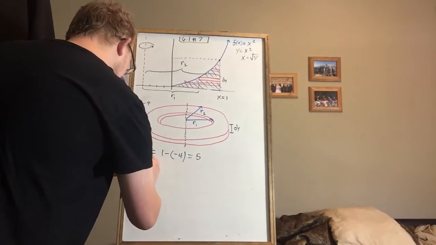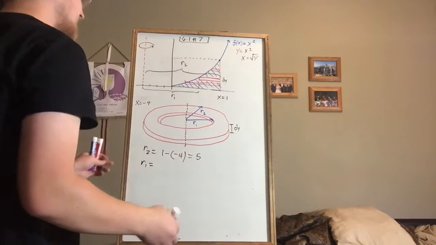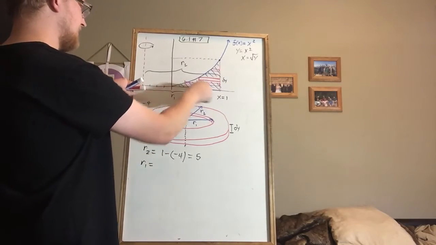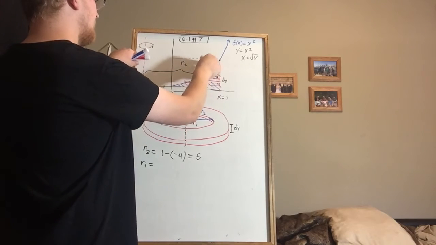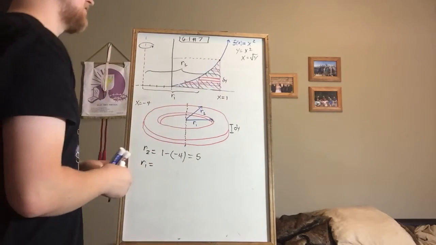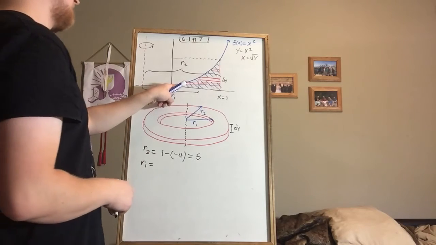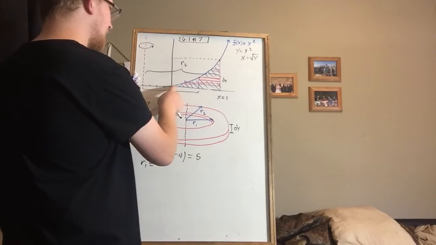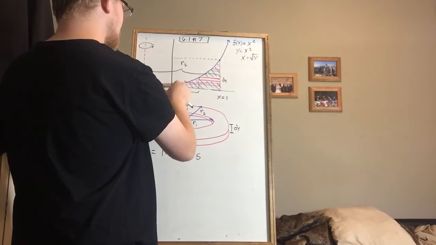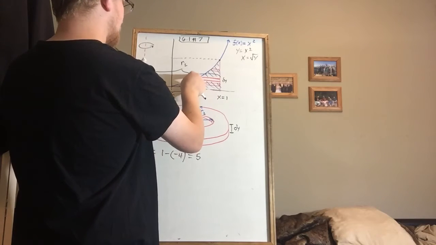Now how about radius 1? Now radius 1 changes, right? Radius 1 for this bottom part is here. And then it follows this graph up until the integration ends. And it's actually based on the x value, right? Wherever our x value for our graph is, that's where we're interested in, right?